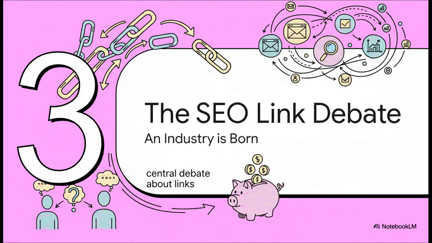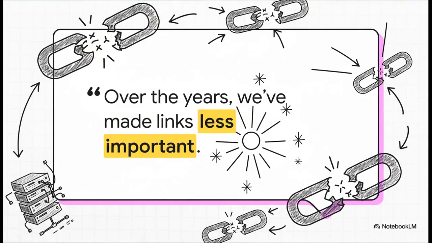I'm talking about search engine optimization, or SEO. And for years, the central debate in that entire industry has been all about links. So, let's start with the official line, straight from Google. A top analyst there recently said that over the years, the company has actively been working to make links less important in their algorithm. Okay, interesting.